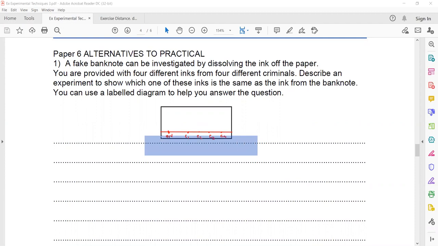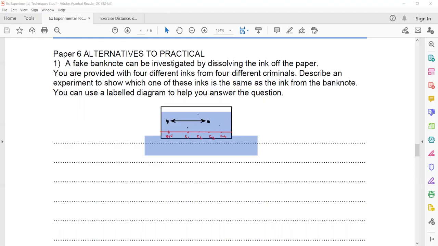As the chromatogram absorbs the solvent, the solvent will rise on the chromatogram. How can we identify which criminal has the banknote ink? The one which matches. This is a spot of ink from criminal 1, criminal 2, criminal 3 and criminal 4. So which spot matches with the banknote ink? This is the spot of the banknote and this is the spot from criminal 3. So it matches criminal 3, which means this banknote ink belongs to criminal 3. It is very important that you draw the diagram, so that if you miss anything in the question, it will complete the answer. That's the reason why you should always draw.